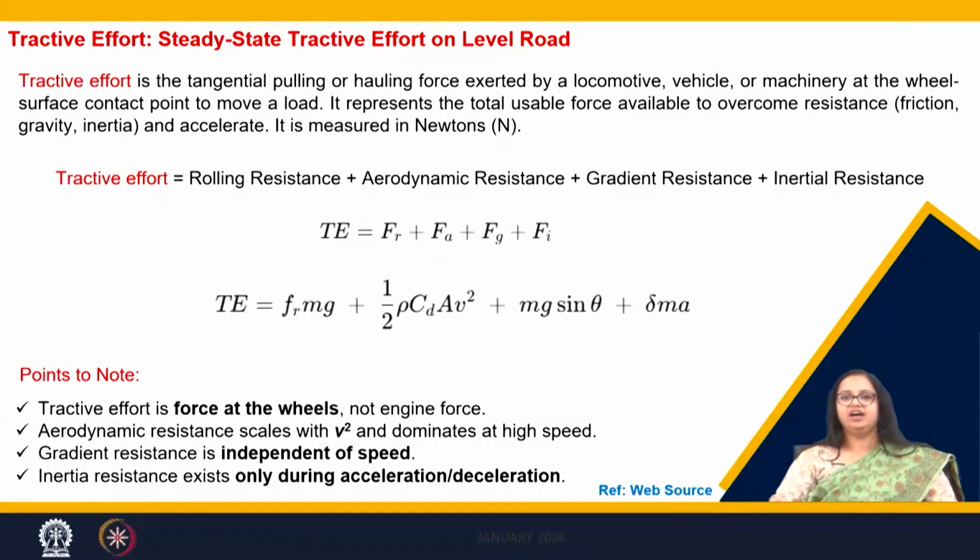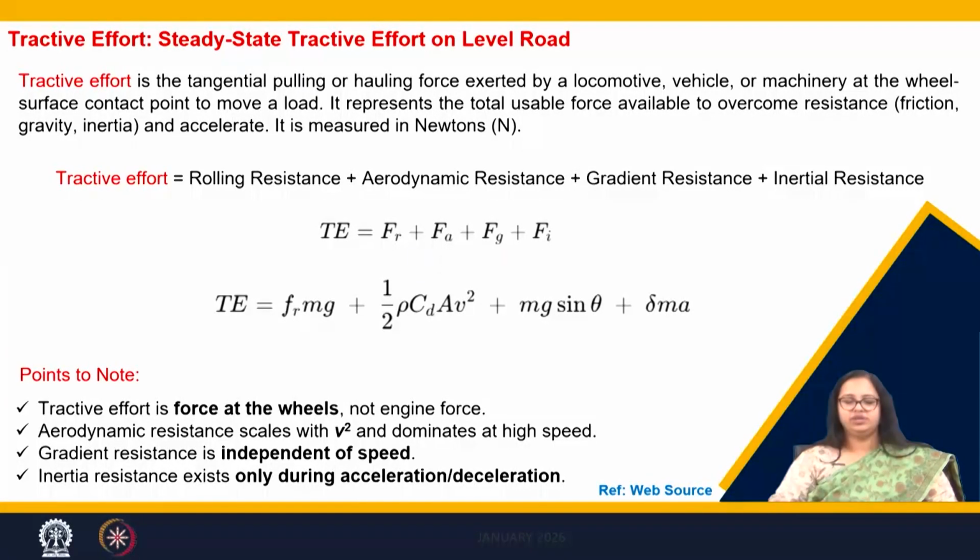Now, what exactly are these forces? It represents the total usable force available to overcome resistance, which is friction, gravity or inertia, and also the acceleration. Mathematically, the tractive effort is the rolling resistance, given by Fr, plus the aerodynamic resistance, that is the air resistance while the vehicle is moving, given by Fa, and then there is a gradient resistance, given by Fg. However, there is also an inertial resistance which it has to overcome, given by Fi.